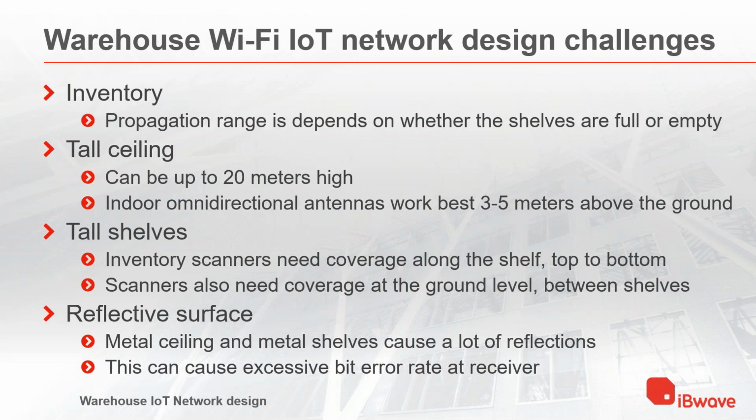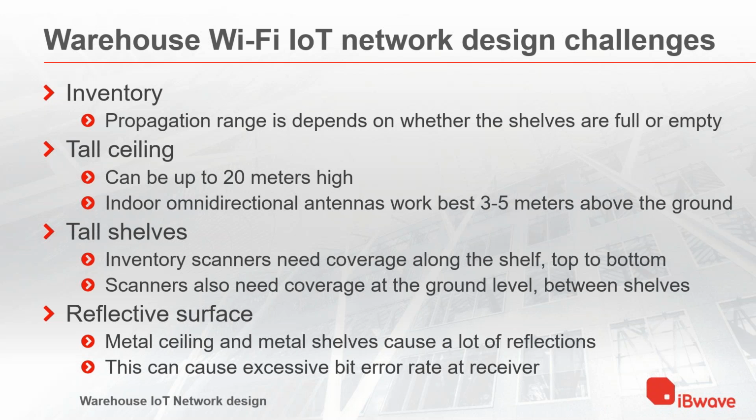So what are the design challenges? First one is inventory. The propagation range depends on whether the shelves are full or empty. The tall ceiling, that can be up to 20 meters high. So if you were thinking about putting an omnidirectional antenna near the ceiling, that may not be a good idea, because indoor omnidirectional antennas work best 3 to 5 meters above the ground.